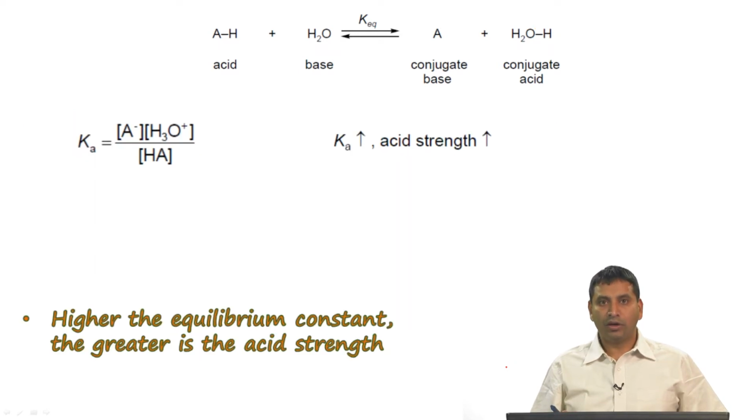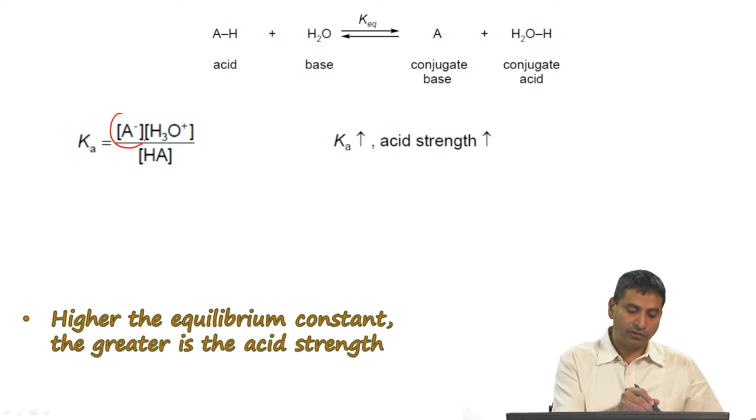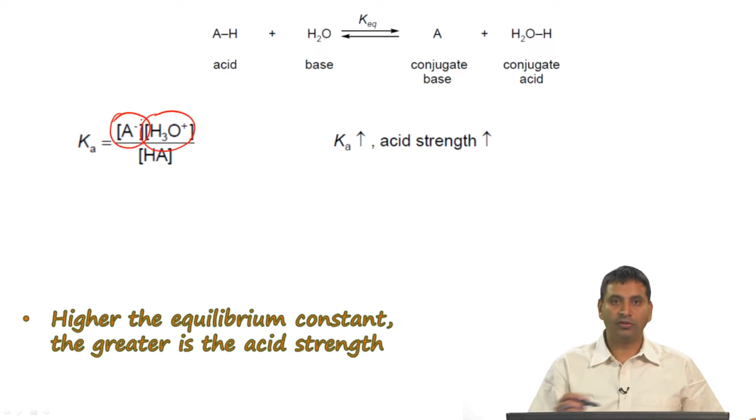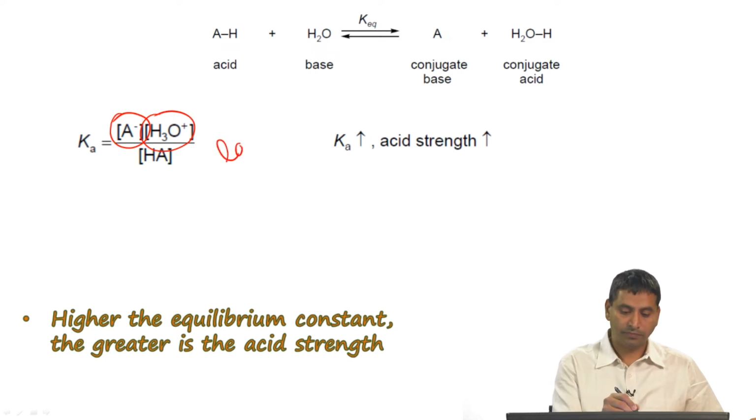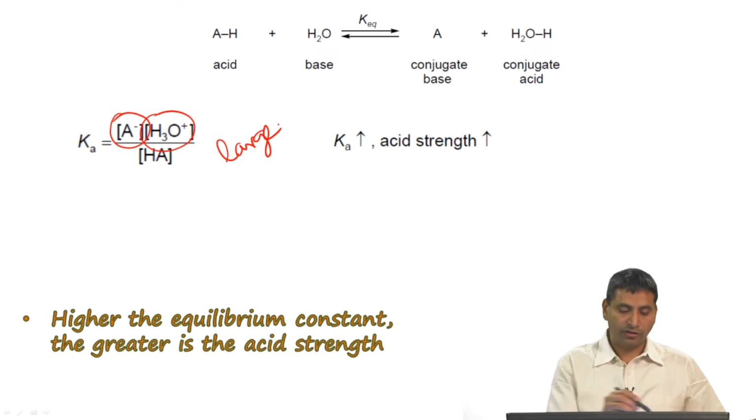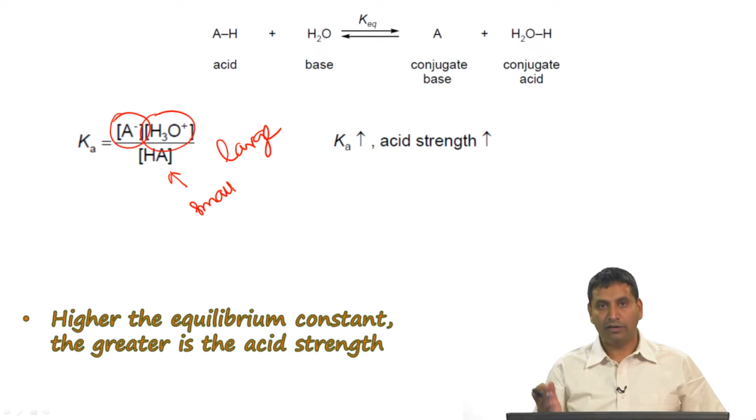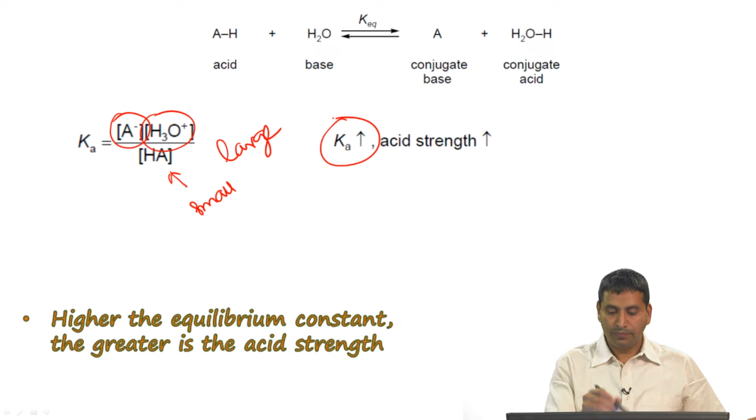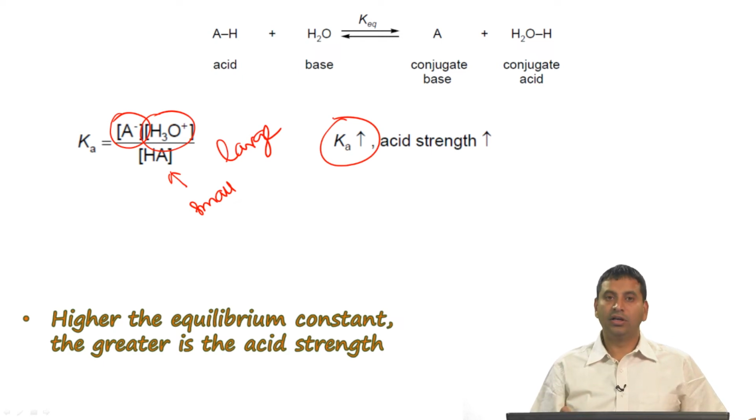If I have to look at how strong an acid is, then one would argue that if the concentration of A minus multiplied by the concentration of H3O plus is a large number, which necessarily means that the concentration of HA is small, then together the Ka value would go up. So when the Ka value is pretty high, the acid strength is quite high. Higher the equilibrium constant, the greater the acid strength.